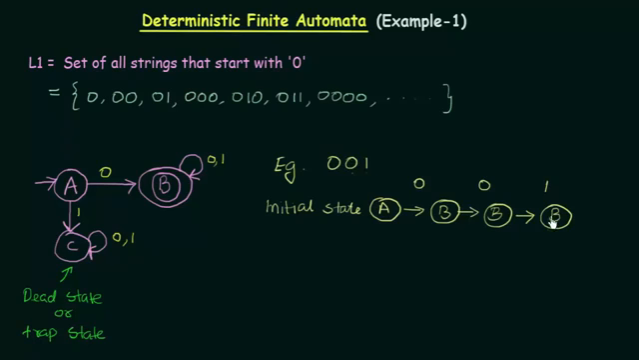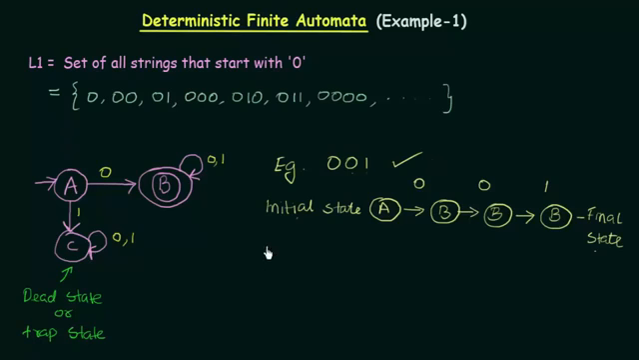And at the end of the string, what is my position? I am in B. And is B the final state? Yes, it is the final state. So since B is the final state, this string should be accepted. Why? It could start from the initial state and it reached the final state. Since it could reach the final state, this is accepted.